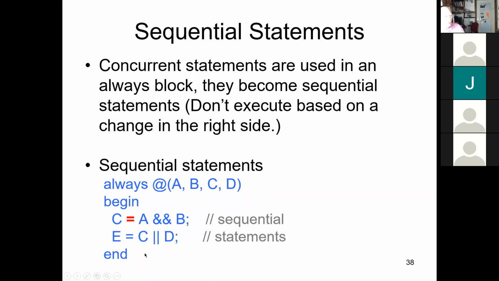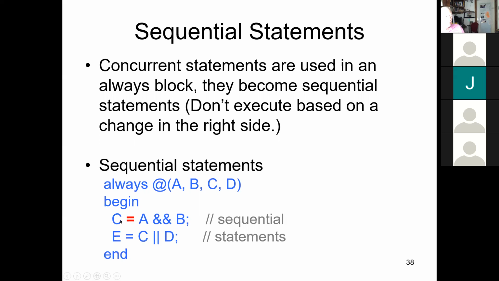Because these appear in this always block, when the right-hand side changes... So usually the way this always block would be set up, you'd have a clock signal here. You'd have a positive edge of clock, posedge clock. That would be it. You wouldn't have A, B, C, D here. Because the way it's set up, because A, B, C, and D are in the sensitivity list, anytime any of these signals change, they will execute the always block. So these are going to function very similar to just standard assignment statements.